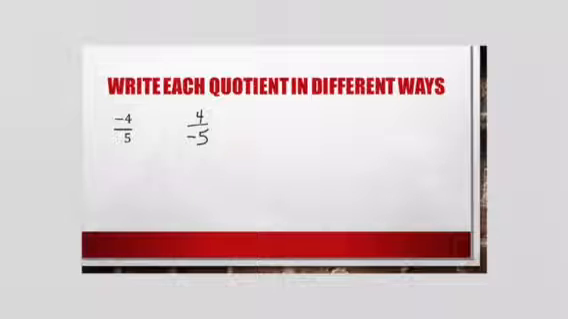What would happen if we did this problem? That would be 5 into 4, and you get 0.8, and the answer would be negative. Guess what would happen with this problem? The exact same thing. Yes, you're dividing by a negative, but what's a positive divided by a negative? You'll still get a negative.